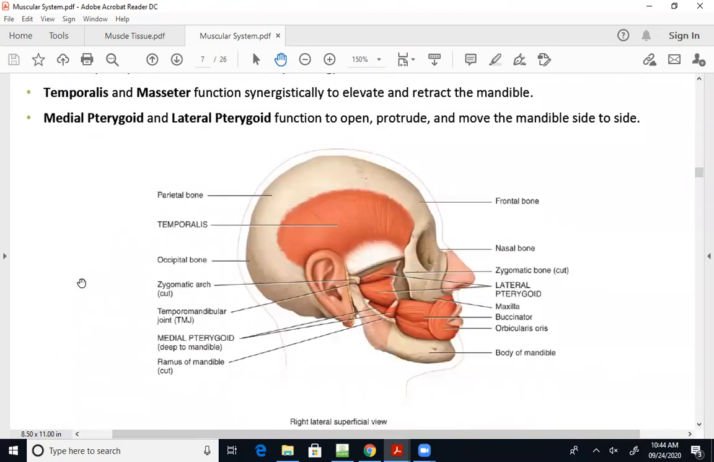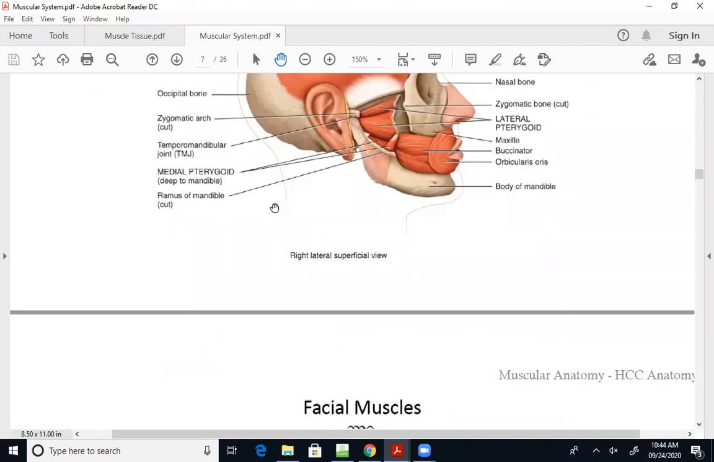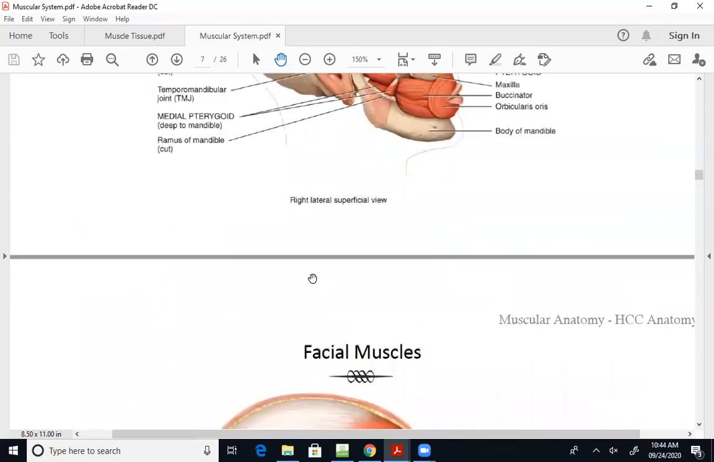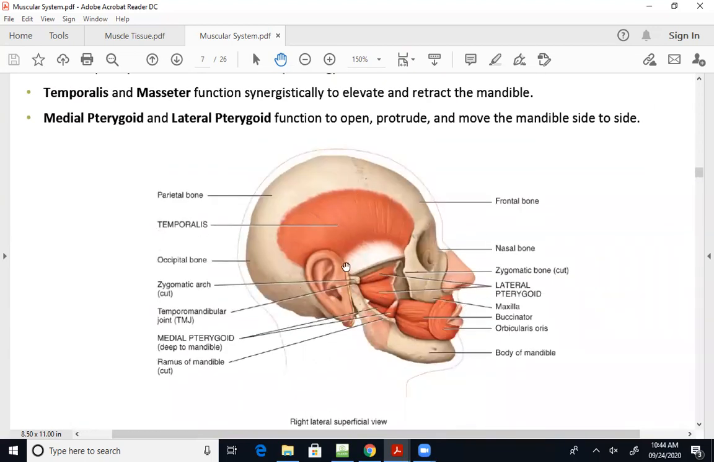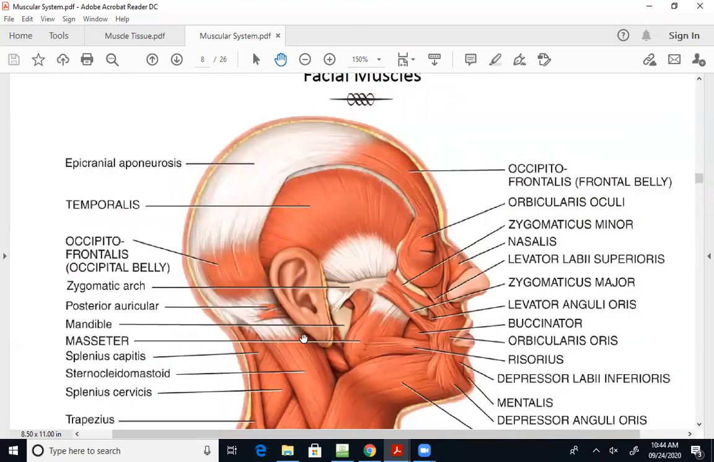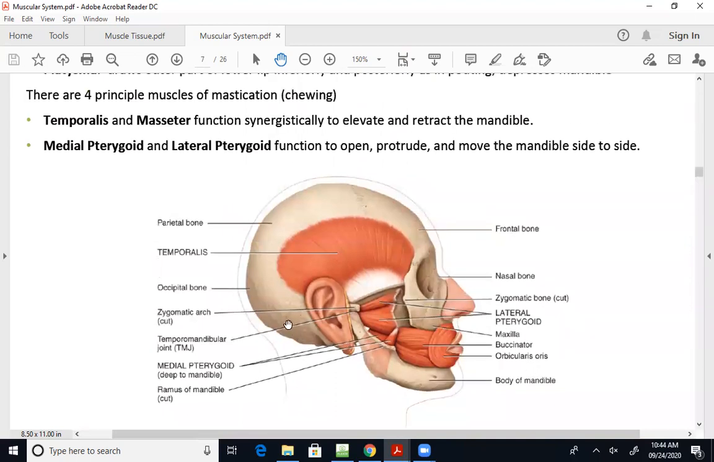Okay? Down here at the bottom, we've got a right lateral superficial view to show some muscles that are involved with what we call mastication or chewing. The major muscles that I'm going to focus on are on this page. This is a lateral view, just like that one, but a lot more is included. And then we've got an anterior view. I'll start here, though, okay? And then we'll talk about the muscles that are also listed on that page.